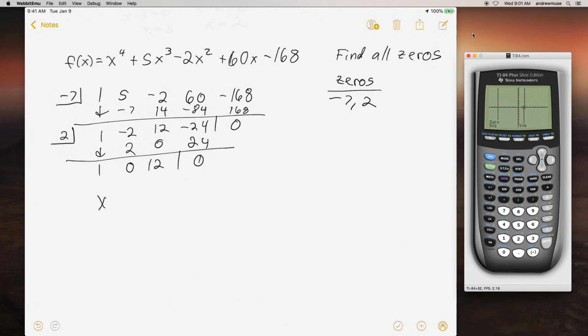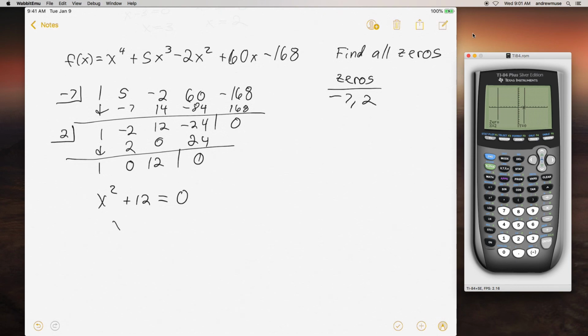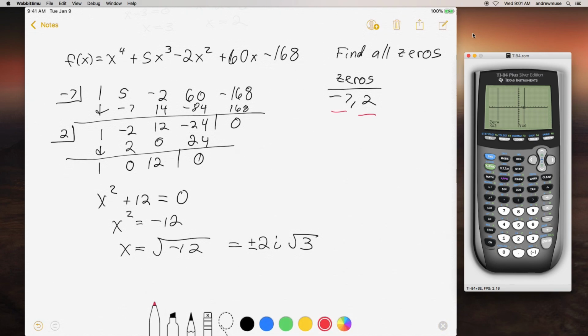So what I'm left with is x squared plus 12 equals 0. That's easy to solve. I don't even have to use a quadratic formula. Square root both sides, and this is going to be 2i square roots of 3. And don't forget, we always have plus or minus with a square root. So what is my zeros? Going back up here, we have -7, -2, 2i square root of 3, and -2i square root of 3.